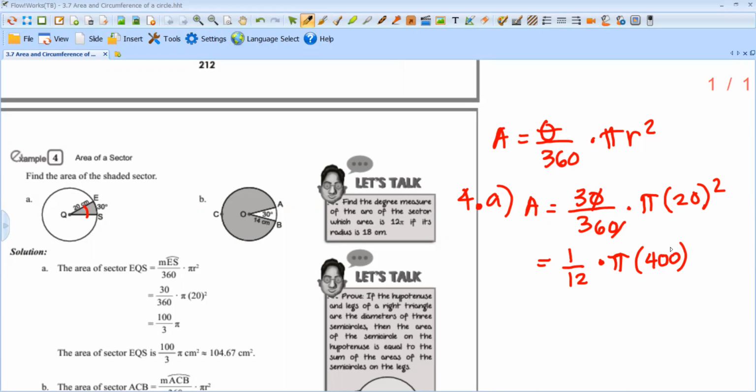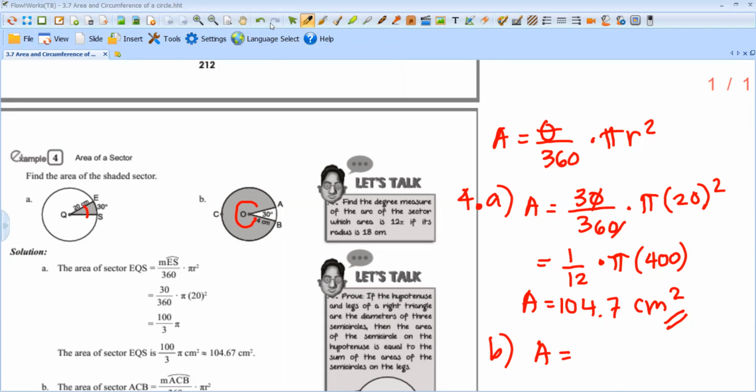So 400 pi divided by 12, which is around 104.7. Area is 104.7 square centimeters. And then this is 30 degrees. So you are looking for this, all right? Shaded one. So letter B, you're looking for the shaded.